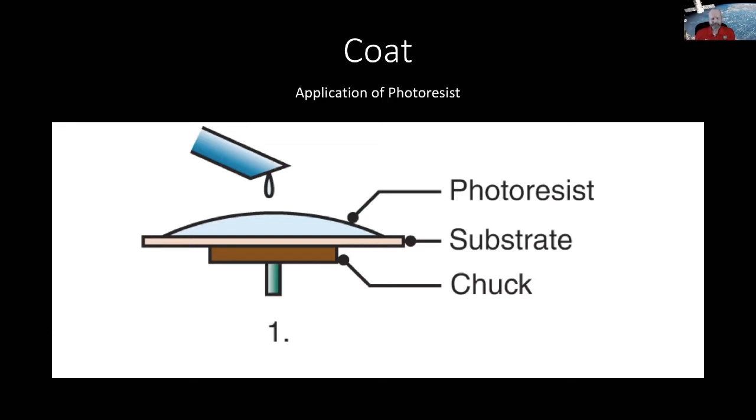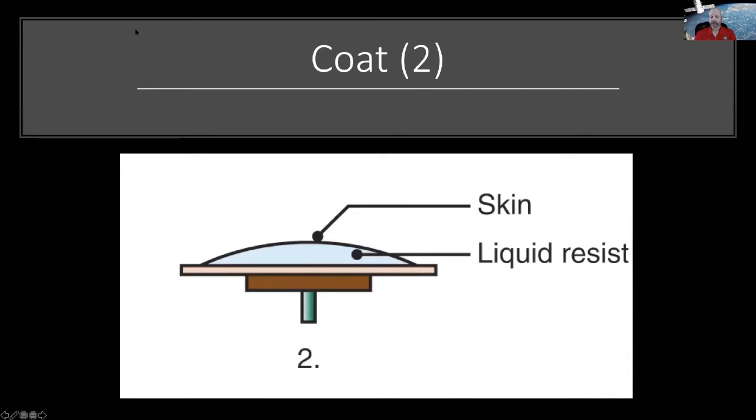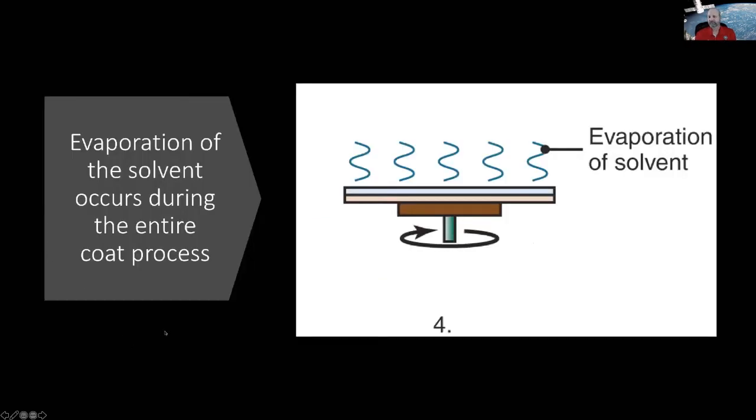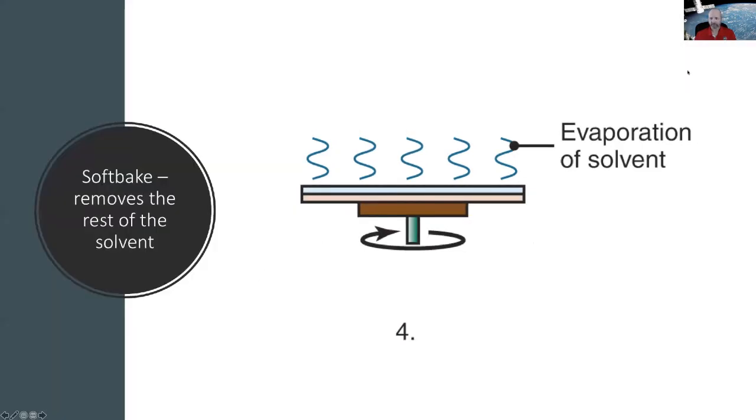So we dispense some photoresist onto the substrate, and then we spin it. Okay, and as it spins, the photoresist is spread across the wafer, and hopefully uniformly. And then once that's done, we stop the spinning, we take the wafer off, and we do some evaporation on it. So we put it on a soft bake plate to evaporate the solvent off. Okay. And of course, the devil's in the details.